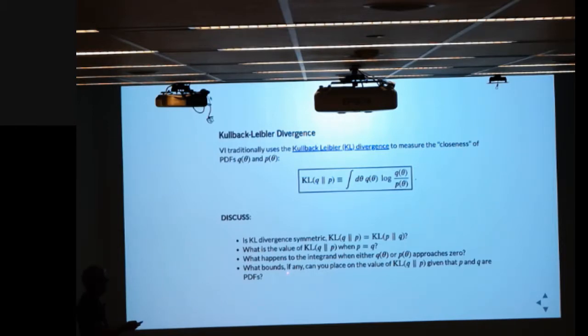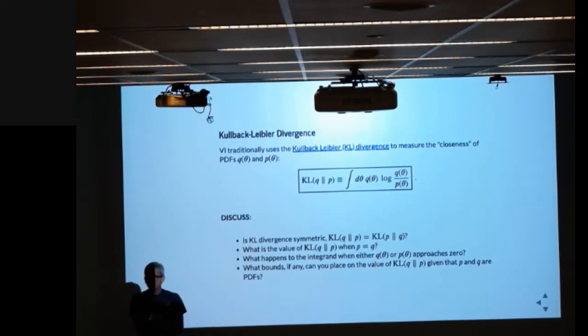And then finally, what bounds can you place on the value of this thing? Okay, you know that Q and P are probability densities, so that means that they're greater or equal to 0, and they individually have a finite integral. So is there any limit on how big this can get?